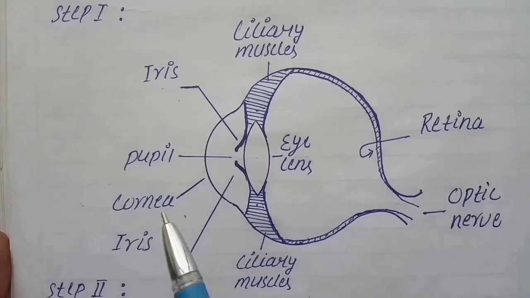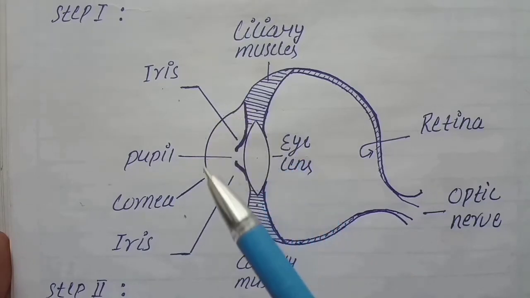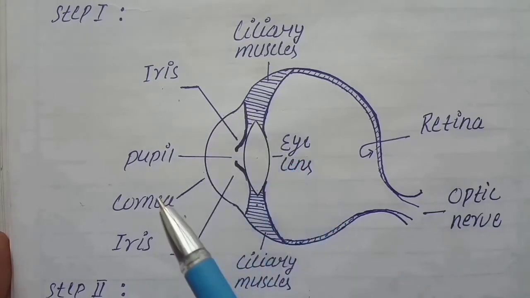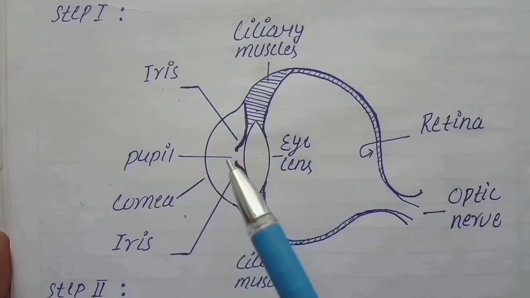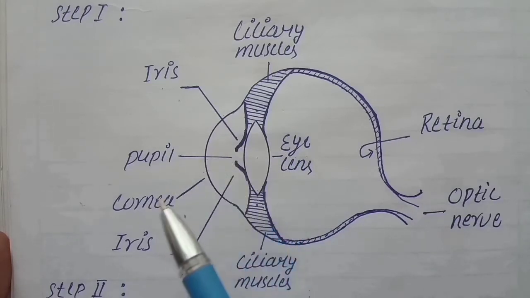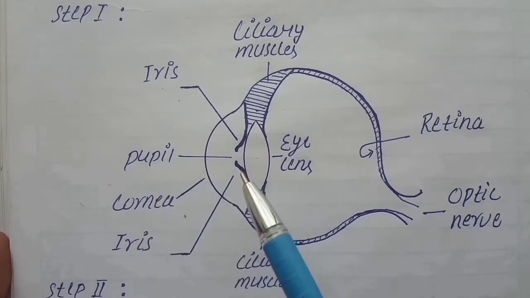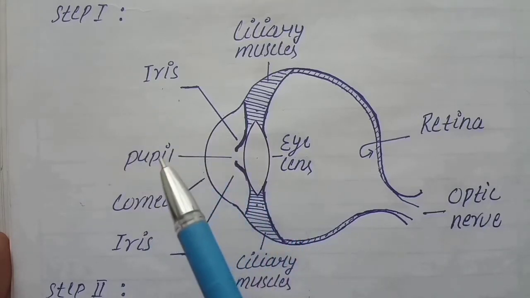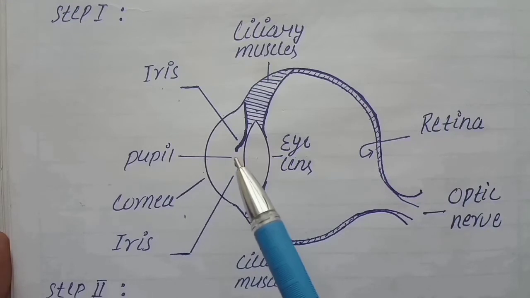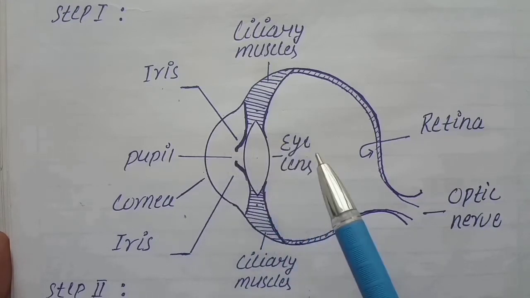Step first, cornea. This is the front part of the eye. It is also a bulging outward part called cornea. Means all the visible part of the eye is called cornea. Just behind the cornea is the iris. This is iris. There is a hole in the middle of the iris which is called the pupil of the eye. This is the actual hole through which light enters the eye.